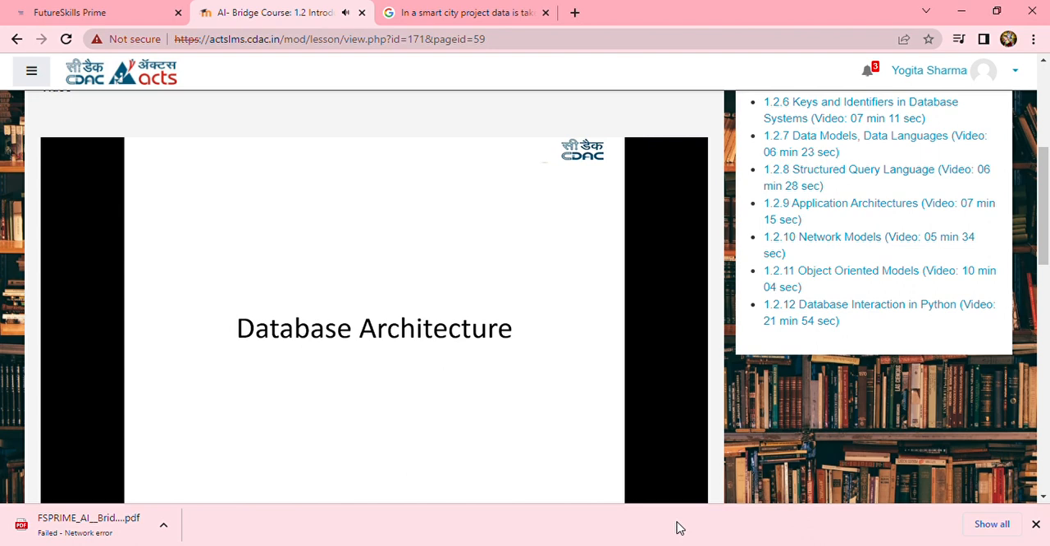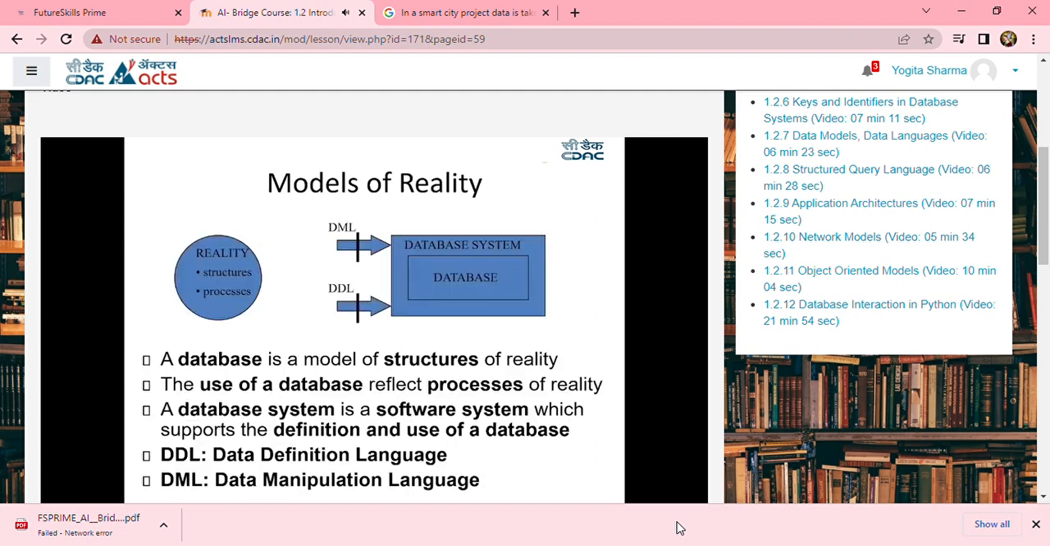Database architecture. This is the concept which enables you to understand what architecture is required for database management. Database architecture contains two phases. It is a model based on structures, and a model which helps in maintaining a database system. In reality, you have structures and processes, and these are processed to maintain a database system. So a database is a model of structures of reality. The use of a database reflects the process of reality. And a database system is a software system which supports the use of the database.